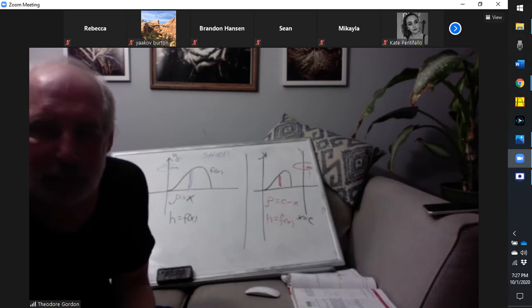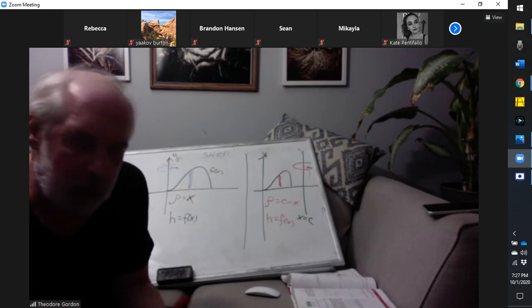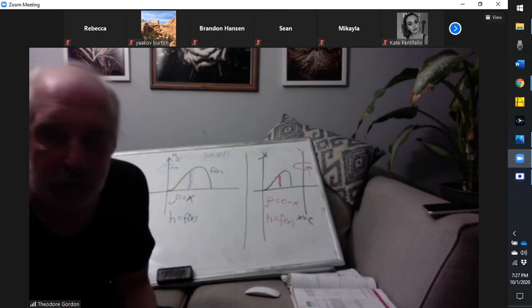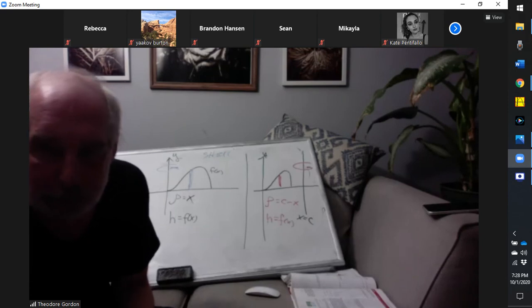Anybody got anything else? So we got area, disk, washer, shell, arc length, surface area. Those were the topics we did. And disk and washer are really the same thing, right? A disk is just a washer without a hole, or a washer is a disk with a hole, however you want to look at it. They're equivalent. What else you got? Because I'm not going to do anything else tonight if you don't have any questions.